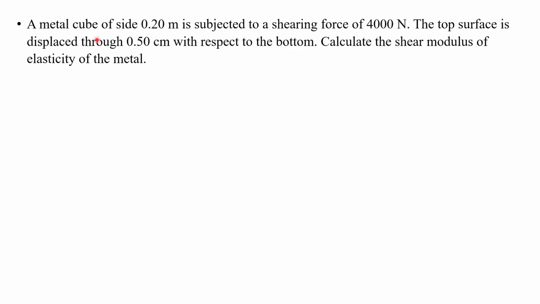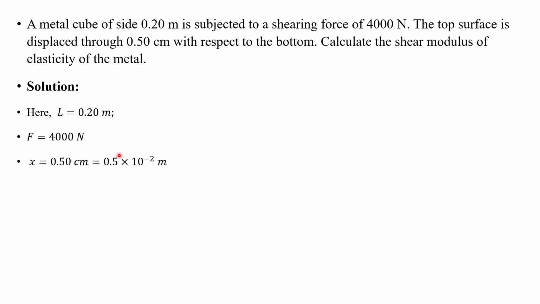Next question: a metal cube of side 0.20 meter is subjected to a shearing force of 4000 Newton. The top surface is displaced through 0.50 centimeter with respect to the bottom. Calculate the shear modulus of elasticity of the metal. So here L is equal to 0.2 meter. Force is 4000 Newton. Displacement is 0.5 centimeter, and if we convert this into meter, we will have 0.5 into 10 raised to the power minus 2 meter.